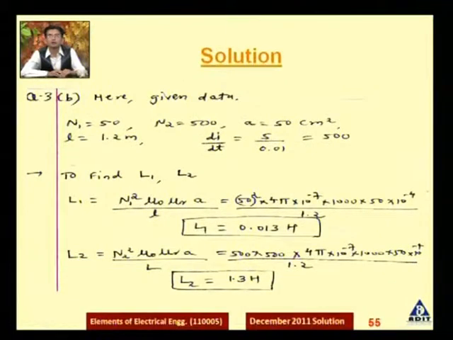So as you take the data from this, you can find out the inductance by the formula L is equal to N1 square mu 0 mu R A divided by l. So by putting all the values, what is the value? N1 is 500, mu 0 is equal to 4 pi into 10 raised to minus 7 and other values, you will get L1 and L2 values.